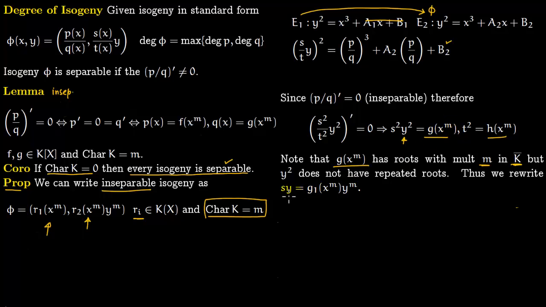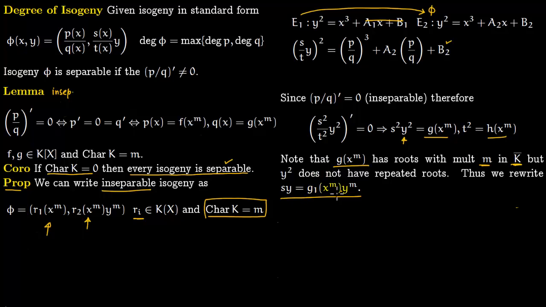You can again rewrite s y as g1 of x to the m times y to the m, and now you have a rational function. So you have g1 x to the m, y to the m, and in the denominator t square is h x to the m. But you can get rid of this square by taking this 2 out in the derivative. So you can rewrite this as twice s over t y derivative, and then there will be no square to worry about. Then again you can write s y as something and come back to the same thing. So anyway, this is nothing to worry about. You do get a rational function like this.